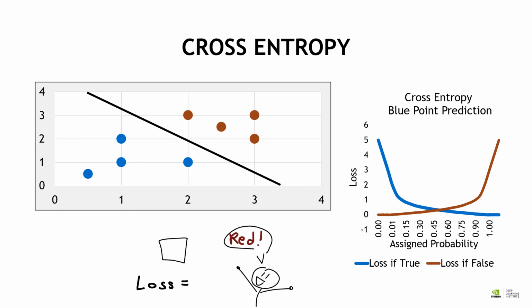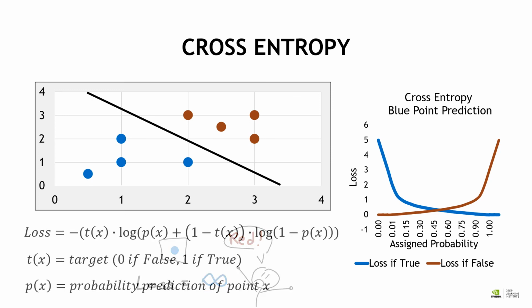This works in the reverse case as well. If we assign a point a 0% chance of blue, that is, if we're absolutely certain it is red and it is not blue, we get no loss. However, if it is blue, we'll have infinite loss.